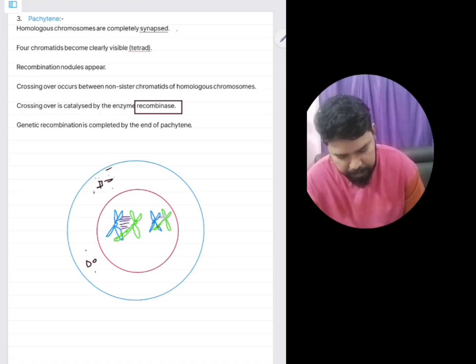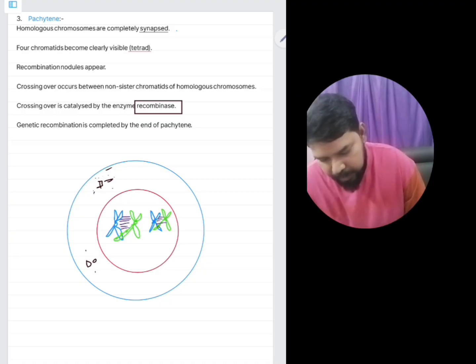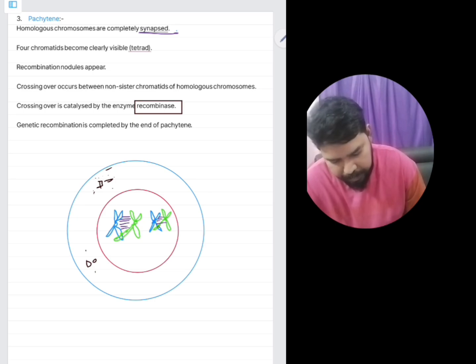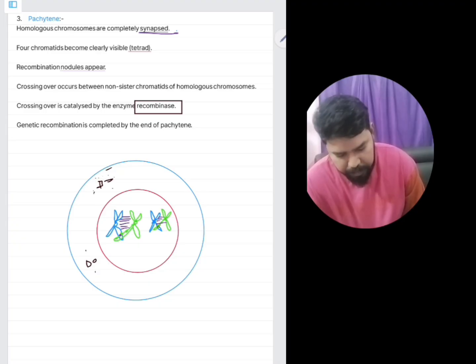Here will be the synaptonemal complex. So what will happen in this phase? It is completely synapsed, because each one has fused with the other. Then the four chromatids become perfectly visible. Recombination nodules also, I have shown you. Crossing over occurs between non-sister chromatids. Non-sister chromatids, okay.